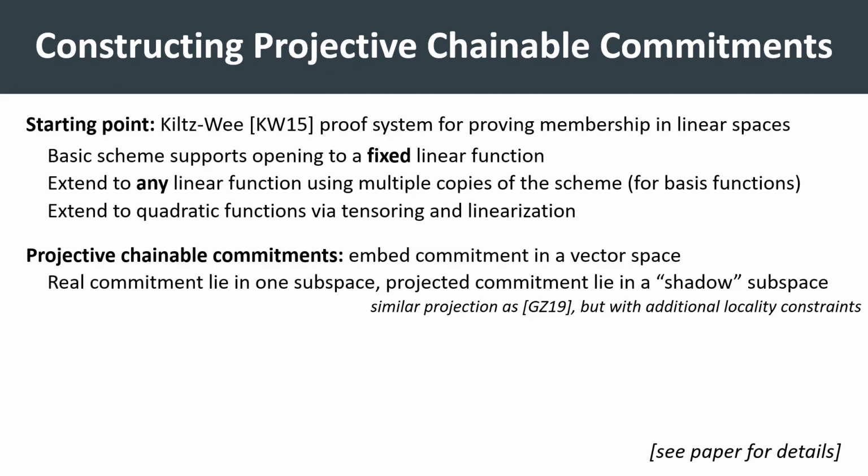To get a projective chainable commitment, we're going to embed the commitment in a vector space. The real commitment will lie in one space. The projected commitment will lie in a shadow subspace. If you're familiar with dual system constructions or dual system proofs, you can view the real components as the normal mode and the projected components in the shadow subspace as a semi-functional mode. This is how we implement the projective chainable commitment. Finally, everything we can prove from the bilateral k-lin assumption. This is basically the k-lin assumption where the challenge is encoded in both of the source groups.